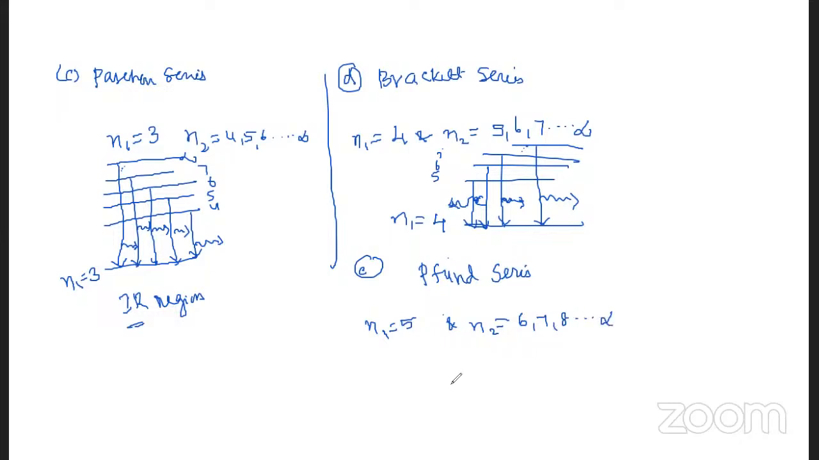So whenever it is jumping from 6 to 5, or 7 to 5, or 8 to 5, or infinity to 5, whatever emitted radiation has wavelengths belonging to the Pfund series. This also lies in the infrared region of the spectrum. So these are the different spectral series we have whenever an electron jumps from one energy level to another.